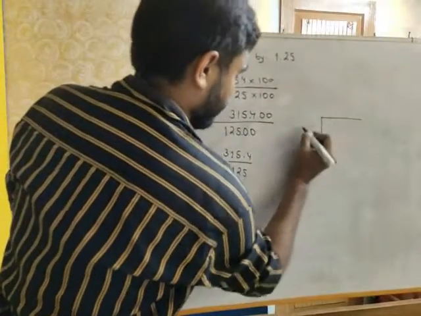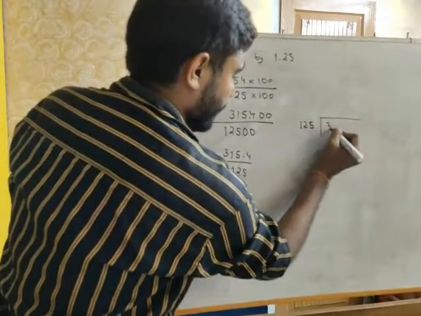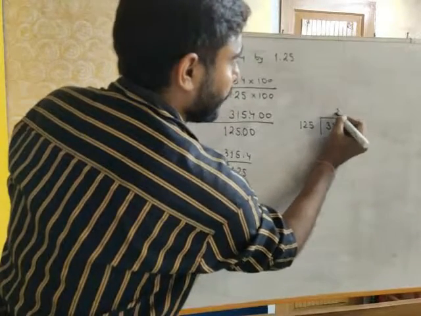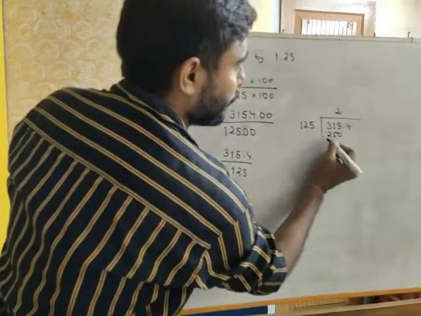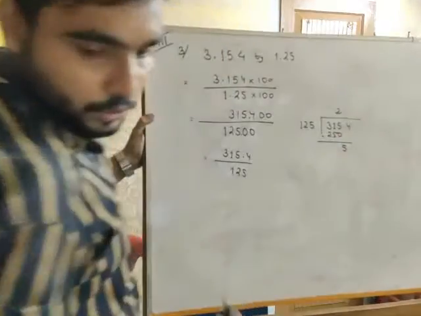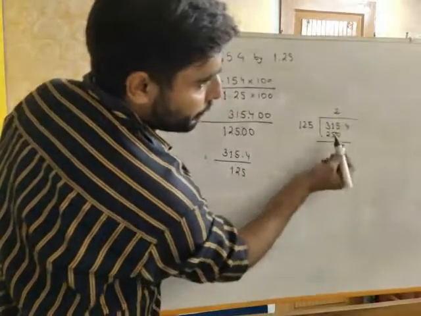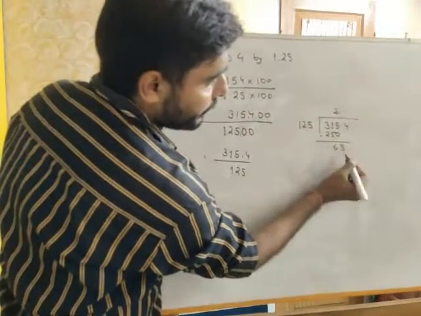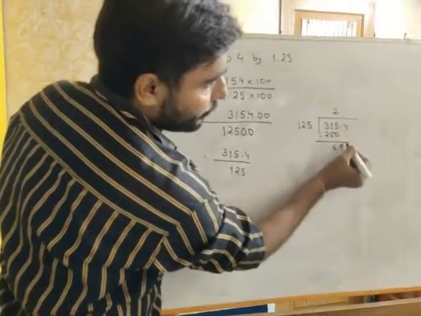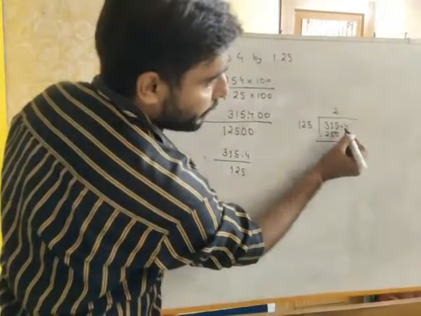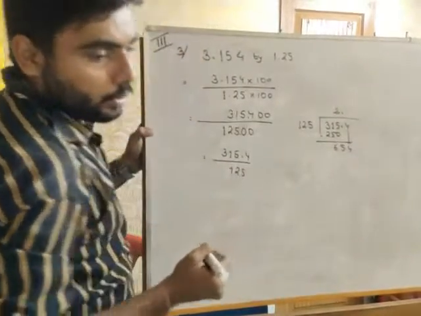So let's do it. 125 into 3154. It will give you 2 times 250. 5 minus 0 is 0. And 1 minus 5 is not possible, so it will be 11 minus 5 is 6. And you can see this is the remainder. 4 needs to be taken down, so as there was a decimal, it needs to be written in the quotient.